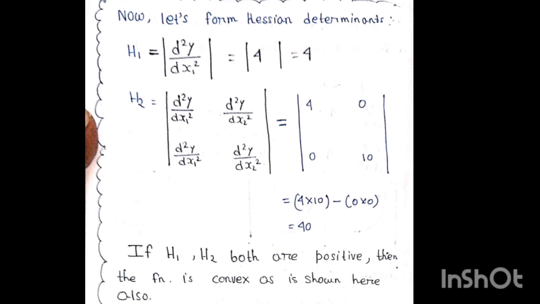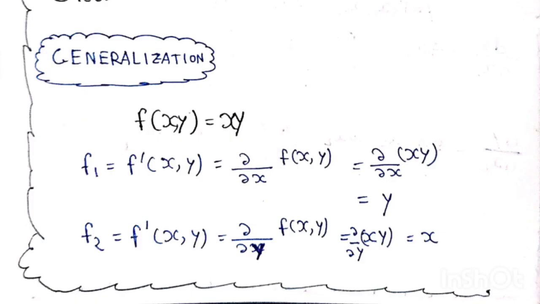Now we can see easily that the Hessian determinants h1 and h2 are both positive. So if h1 and h2 are both positive, then we can say that the function is convex, as shown here also. That means if all the Hessian determinants of a function are positive, then the function is convex. Now we will try to generalize it.